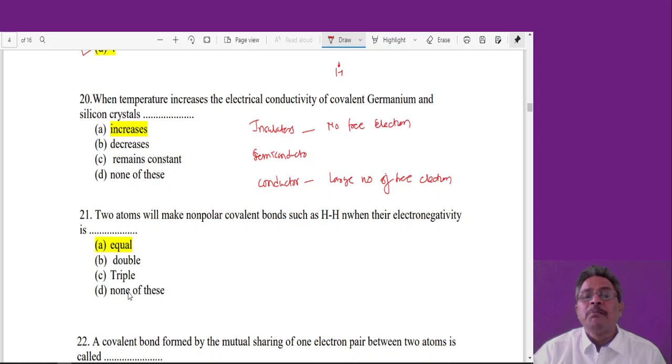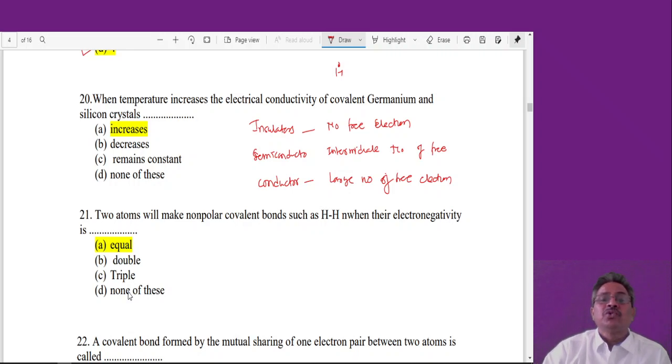And here, some intermediate number of free electrons are available, and this is possible. That means, as I said, at very low temperatures both of these materials are as good as insulators, but when temperature is increased, these insulators become semiconductors, but they will never become a conductor like metal.